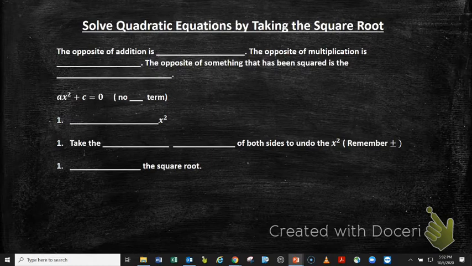So if you recall, the opposite of addition is subtraction. And so anytime we're trying to undo addition, we can subtract. The opposite of multiplication is division. Anytime we're trying to undo something that's multiplied, we can divide. And the opposite of something being squared is the square root.